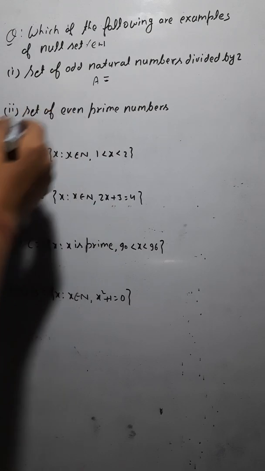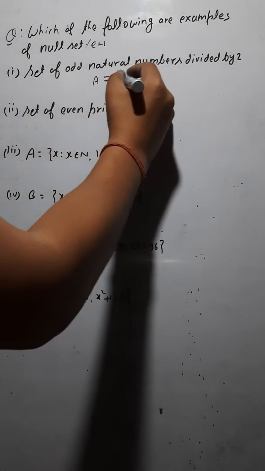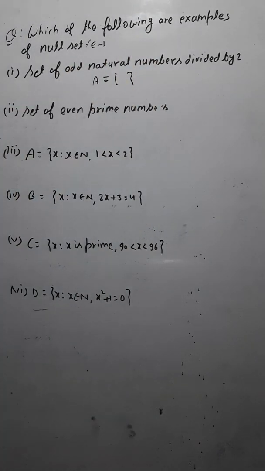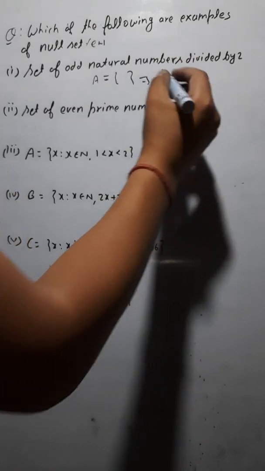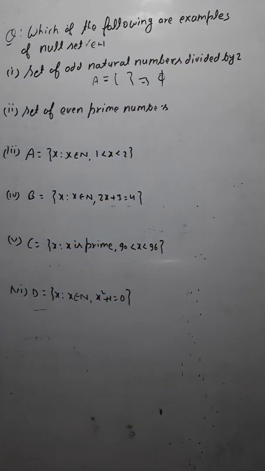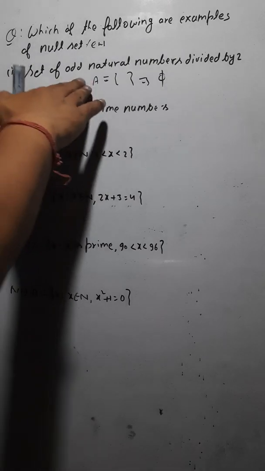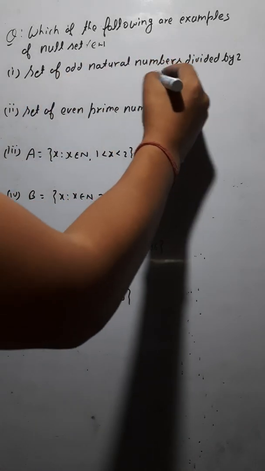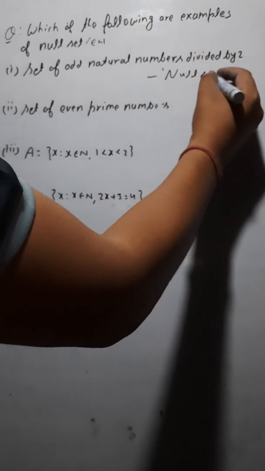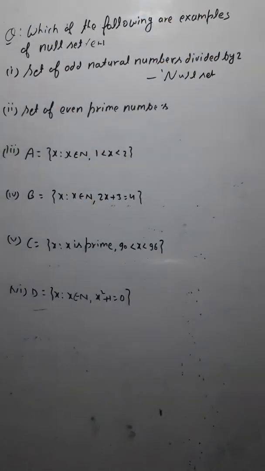Let's say this is the set A. So this set A is not having an element, so this would be an empty set or a null set. Simply it is represented by phi. Okay, so you would call this the null set. This is the null set.